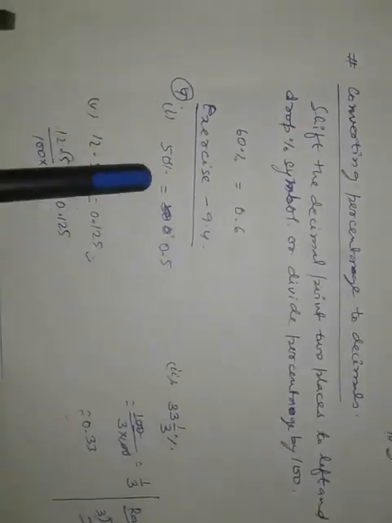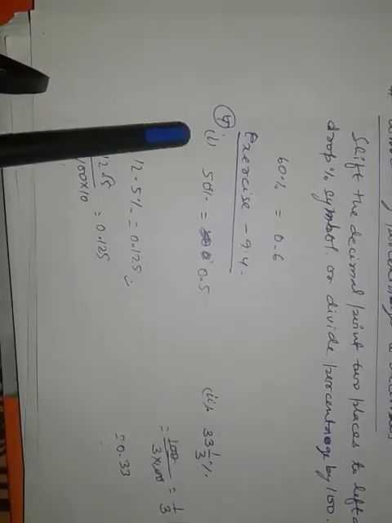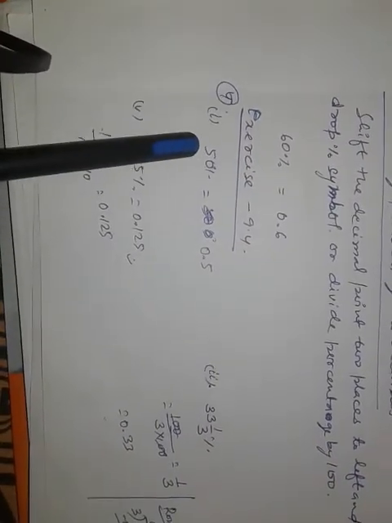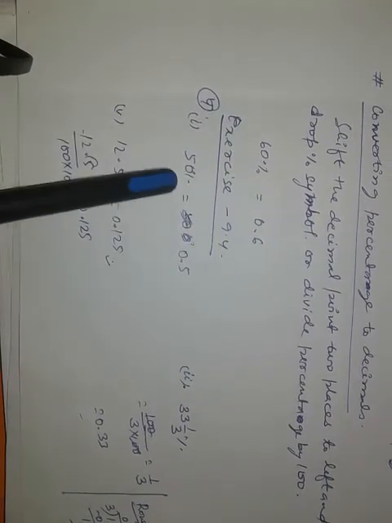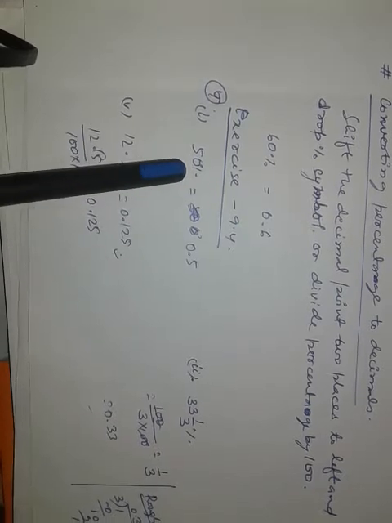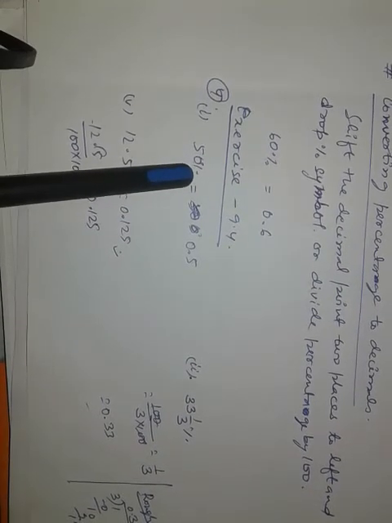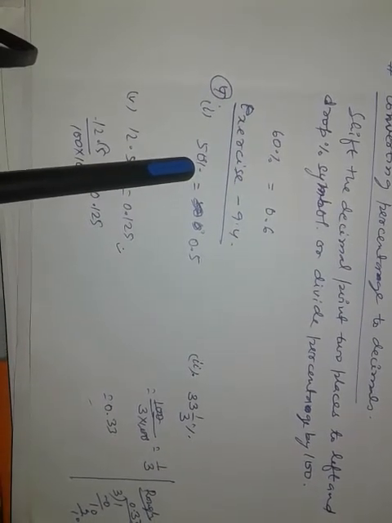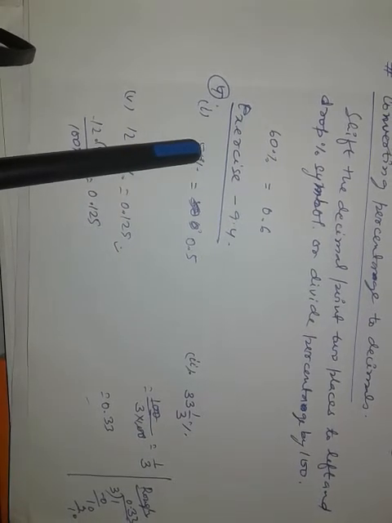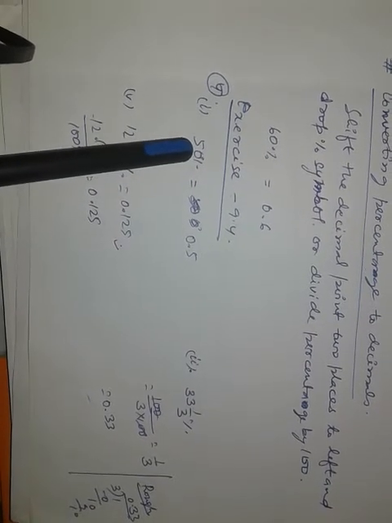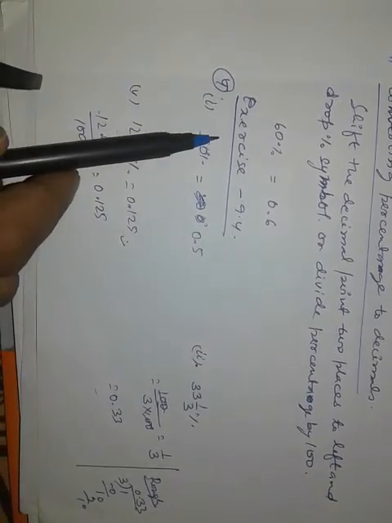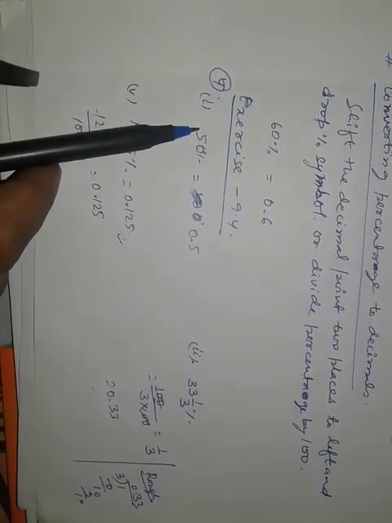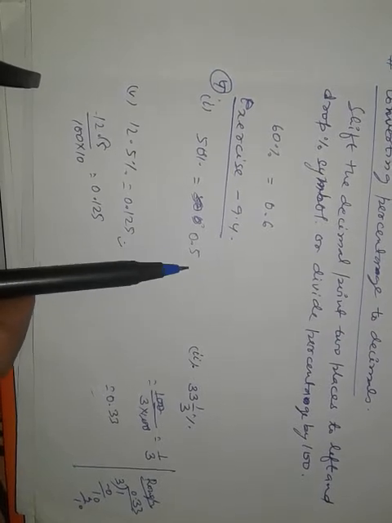Some questions I have solved from exercise 9.4, question number 4. We have 40 as it is, this as 60%, 50% becomes 0.5. How? Because this decimal is after 0. So when we shift to the left, it comes between 0 and 5 here, and when we move one more place, it comes before 5, that is 0.5.